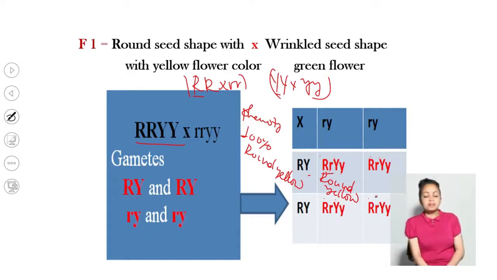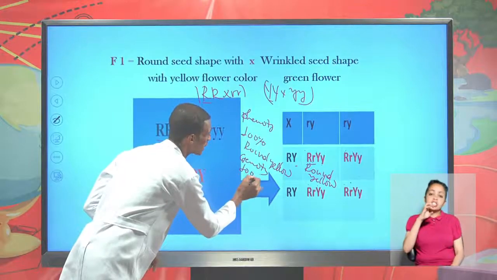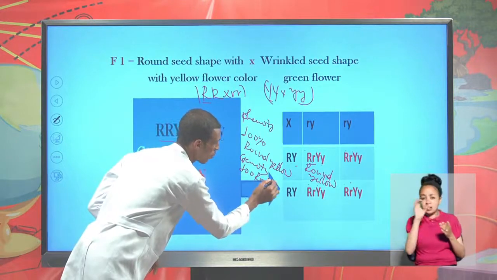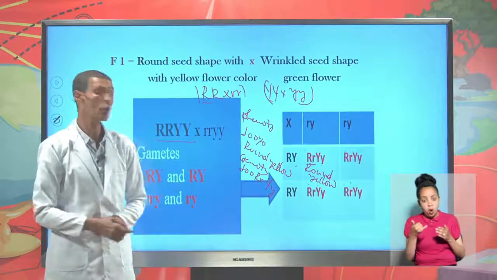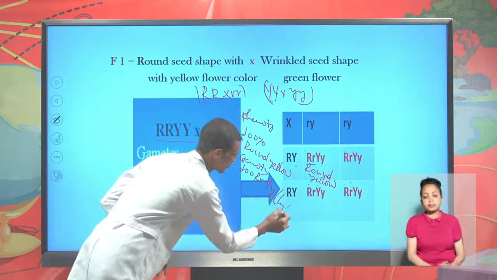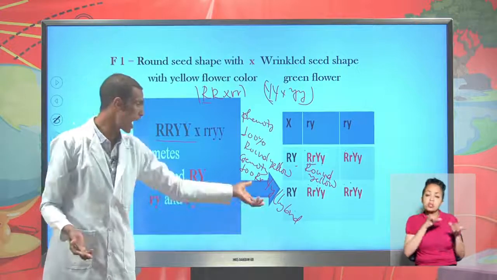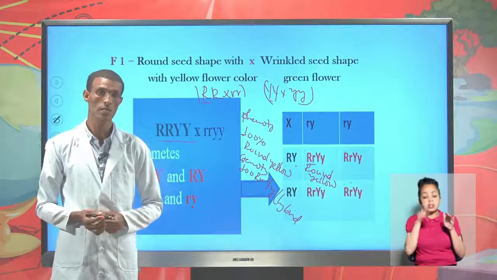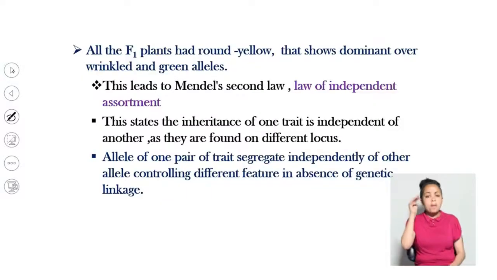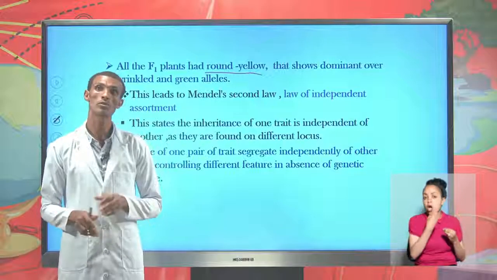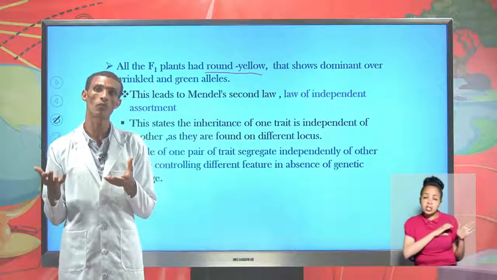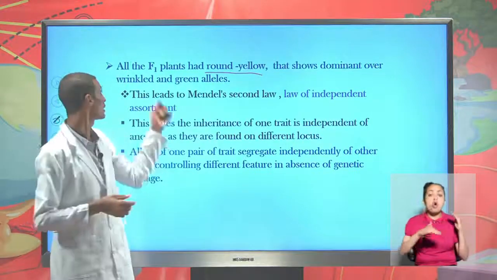Genotype of this one, all or 100%, R capital r small, Y capital y small here. All hybrid. He starts from homozygous, but the outcome is hybrid in the F1 generation. So, Mendel proceeded to the next one. Here, all the F1 plants are hybrid, which we call round yellow. That shows the character of roundness and that of yellowness is dominant over wrinkled and green.